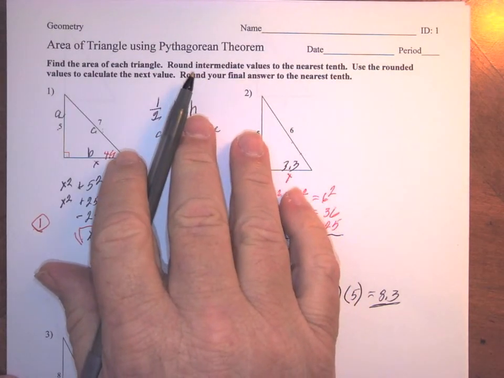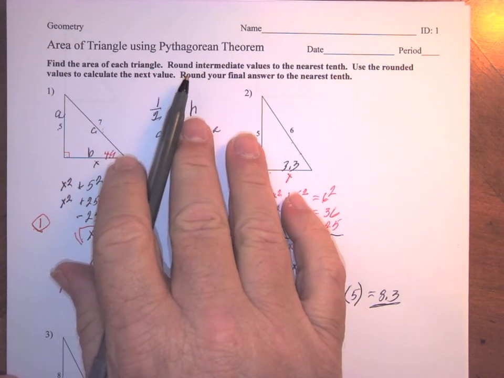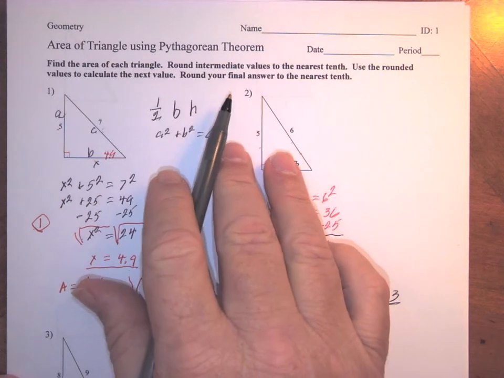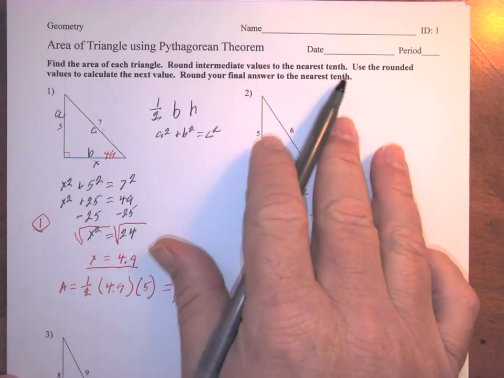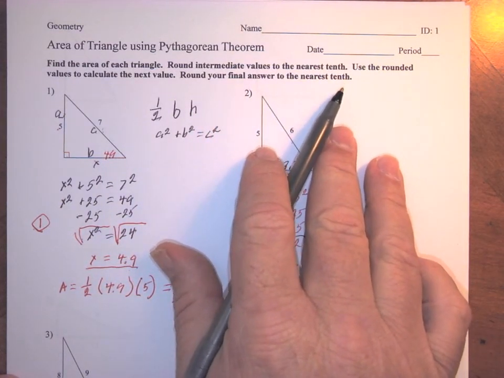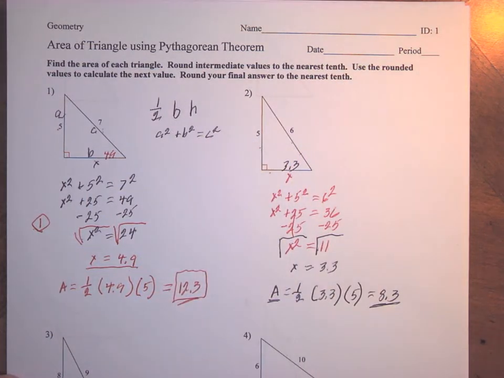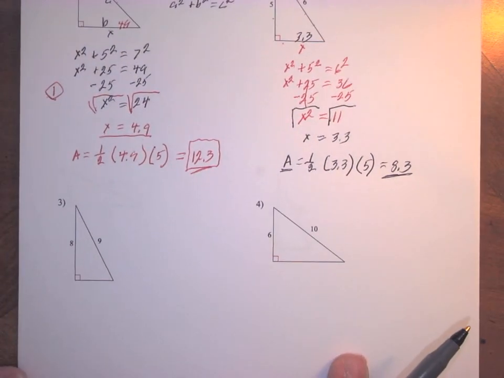Remember what it says up here. Find the area of each triangle. Round intermediate values to the 10th. Use rounded values to calculate the next value. And then round your value to the 10th. We rounded our 3.3 to tenths and our 4.9. So let's take a look down here.